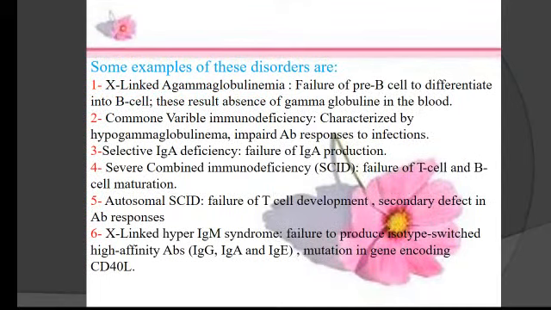Next slide. We have, of course, some examples of these disorders. Number one being the X-linked agammaglobulinemia.